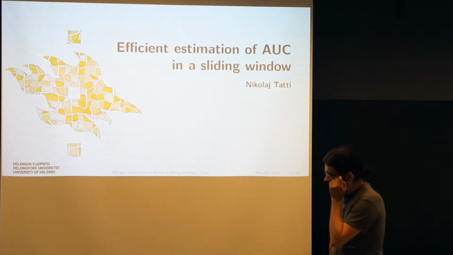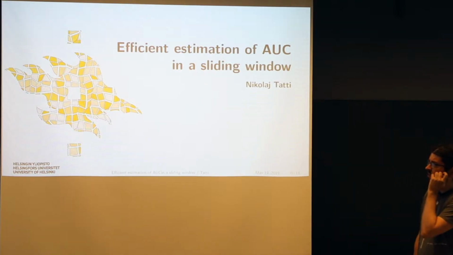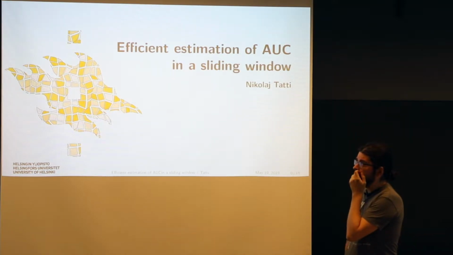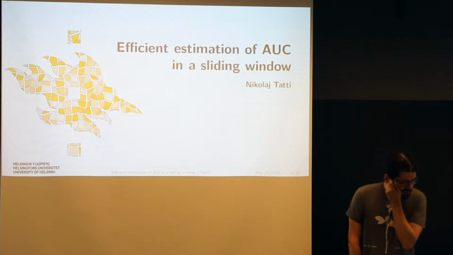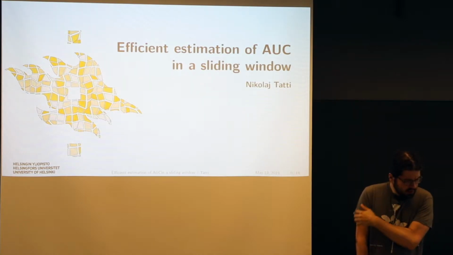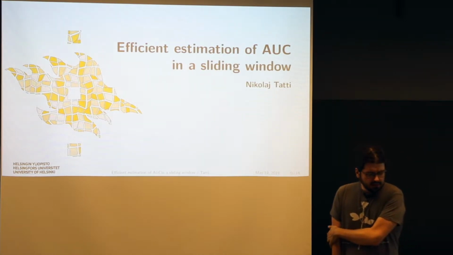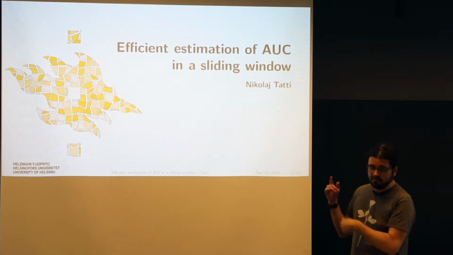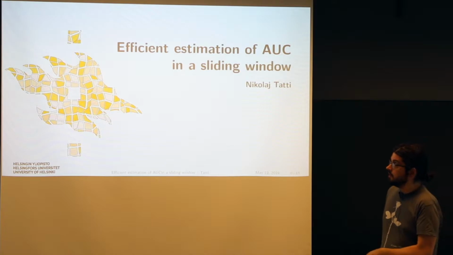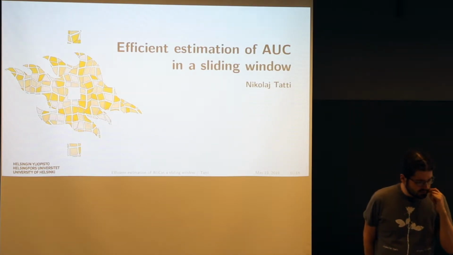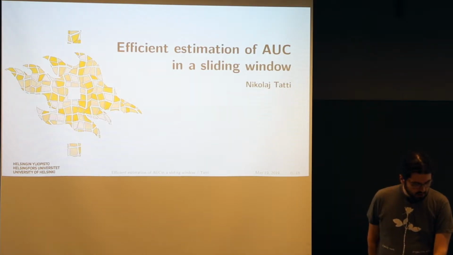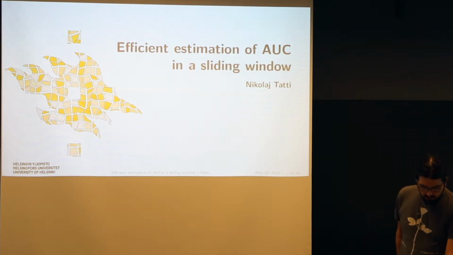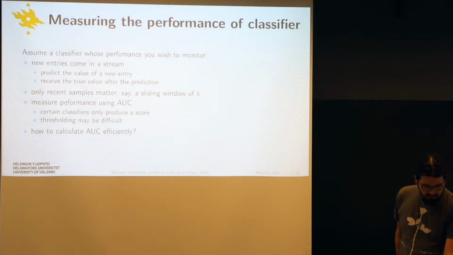So this is a paper I did last year. It was already published work, published in PPDD. The title is Efficient Estimation of AUC in a Sliding Window. I'm going to explain what all these terms mean, one by one. So let's start with just a setup, like what do I mean here.